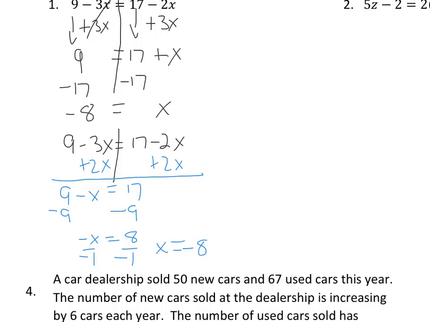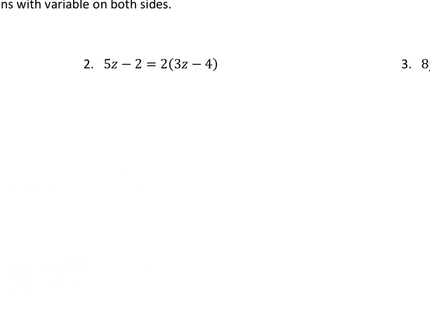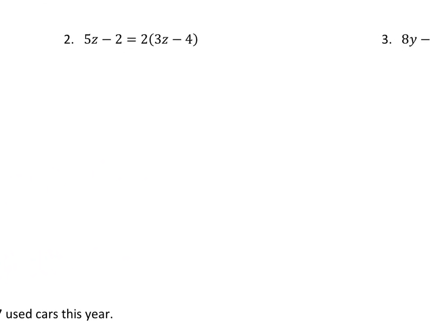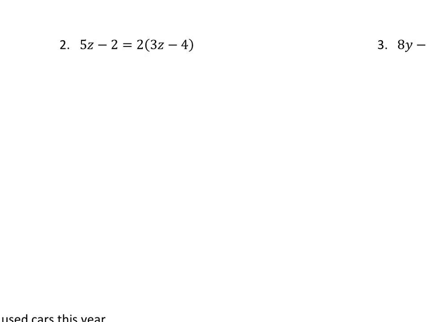Let's take a look at some more examples. Okay. So here. So before we move anything, see how we have this set up where we have to distribute? So let's distribute first because it's just whole numbers. So you have 5z minus 2 equals 6z minus 8, because 2 times 3 is 6, 2 times 4 is 8. Now which one's smaller?